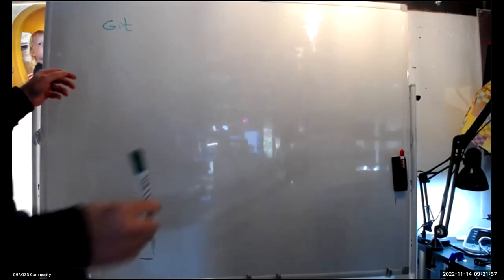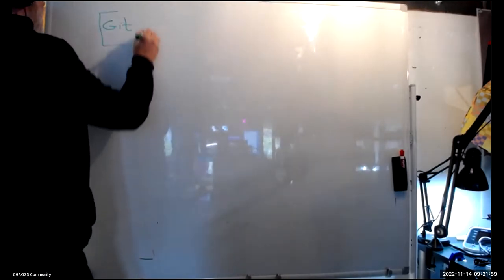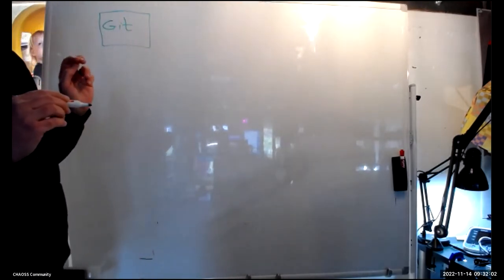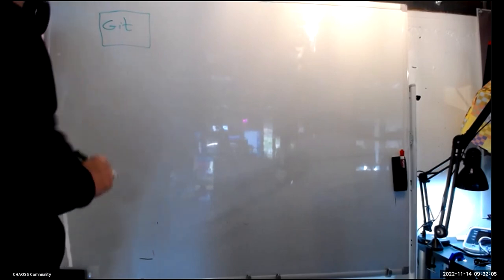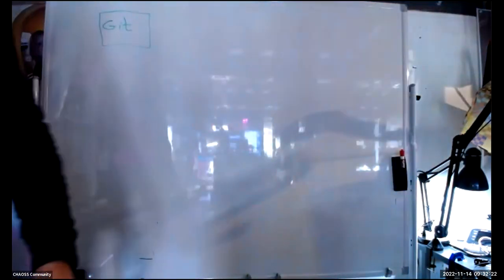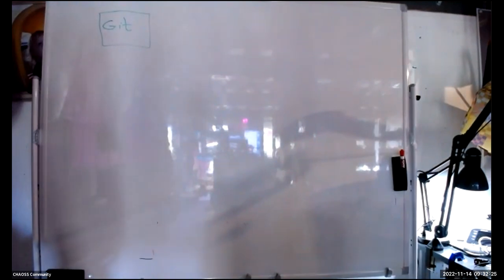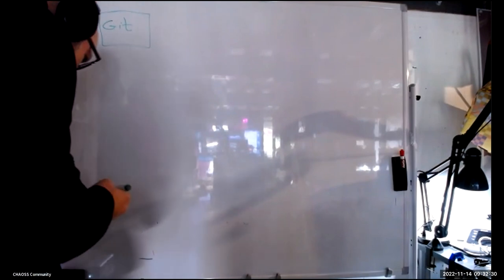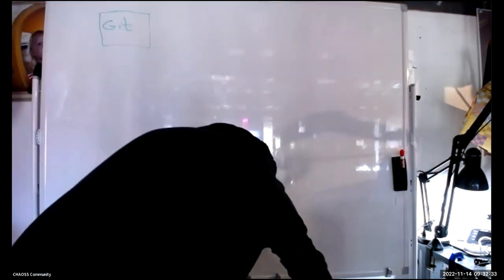So we have Git repositories. Can you read the word Git all right? Or is there a light shining on that? It's a little bit. Does that make it better or worse? Yeah, it's better. Okay. I don't know where the glare is coming from. Oh, maybe here. All right, that's a little bit better, but can you see the word Git? Barely? Yes. You can, okay. I'm gonna use some darker colors. Green here.